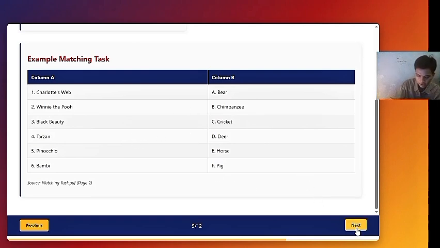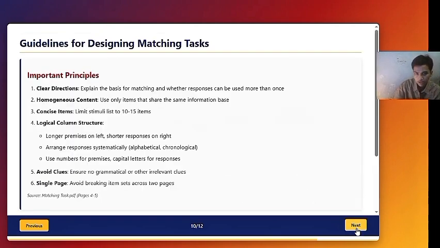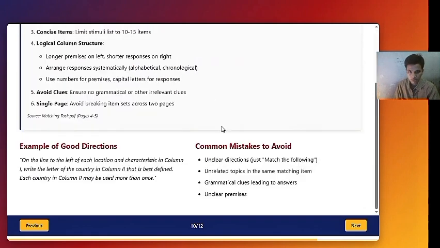Okay. Next is how to make a good matching test. These are the guidelines. You can see there are important principles that we need to follow. First, clear direction, because clear direction is needed. Explain the basis for matching, whether a response can be used once or more than once. Because, for example, if you just write "match the following," it's sometimes vague and ambiguous.